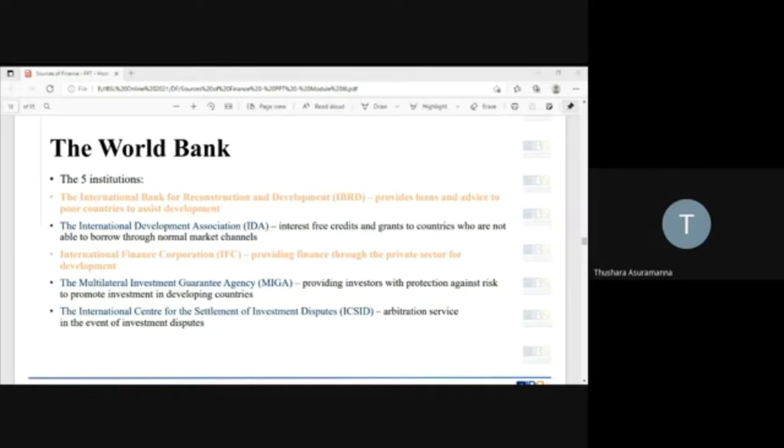Then IDA: interest-free credits and grants to countries that are not able to borrow through normal market channels because, let's say, of poor ratings or the standing of the country, so they may not go to the market and borrow as some other countries can do. So as a support, IDA provides loans, but they are interest free. Not every time, maybe selectively they would undertake financing.